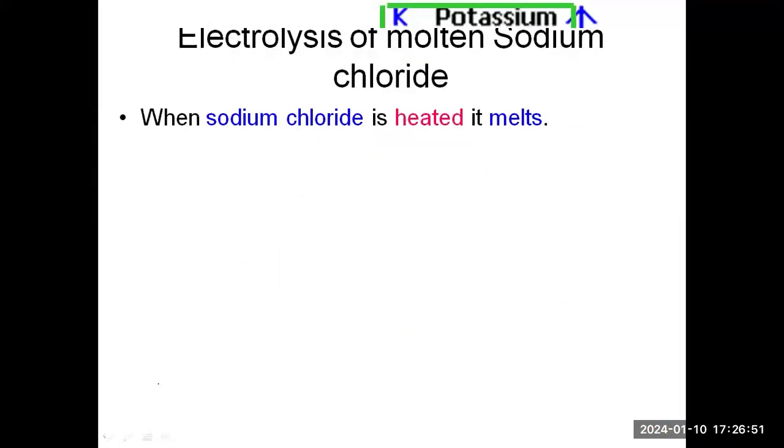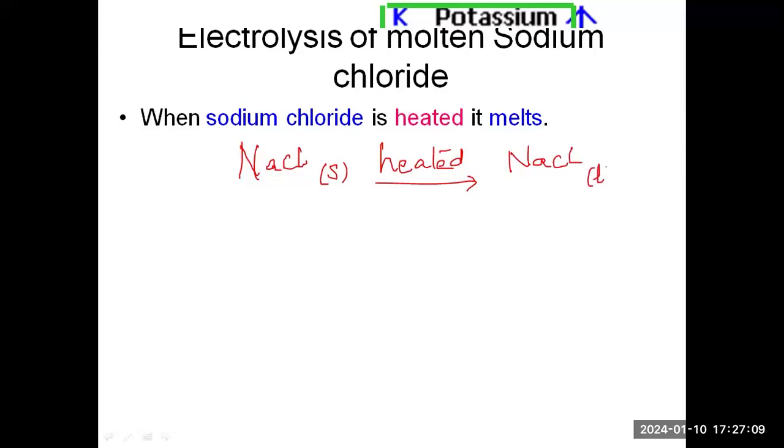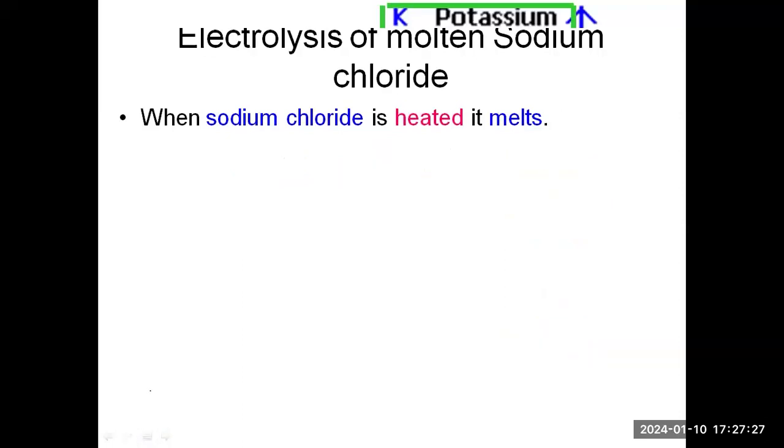Let us see this with the help of an example. Here we are using the example of sodium chloride. Now sodium chloride is in solid form. The first thing done here is that it is heated so that it converts to molten form. You can see this liquid molten form, right? Now, when this sodium chloride is in molten form, the ions are free to move. Then it becomes easy to direct them.